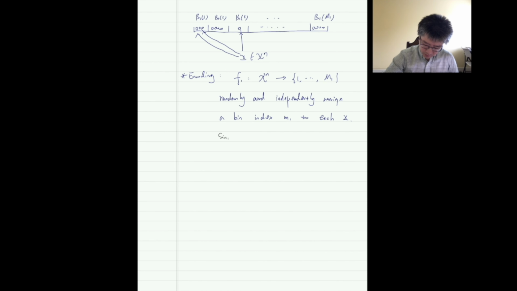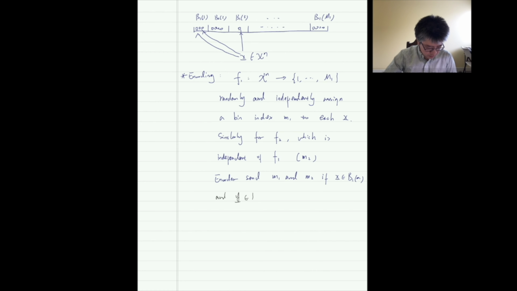Similarly for F2, which is independent of F1, we do the same, and the bin indices transmitted for Y are in M2. After the assignment, the transmission is easy: the encoder just sends M1 and M2 if X is in B_{1,M1} and Y is in B_{2,M2}. Very good.